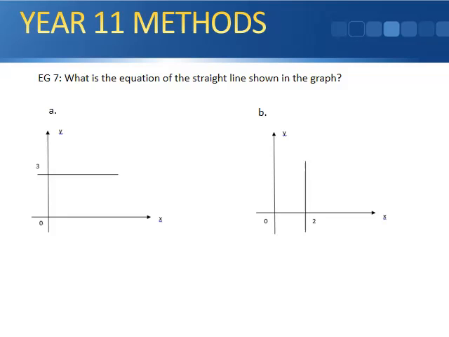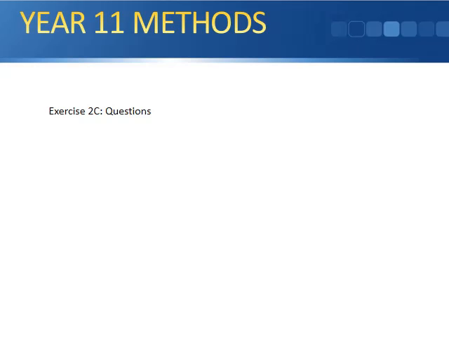This one here, what is the equation of the line shown in the graph? Well, this one is y equals 3, because it goes all along the y equals 3 line. This one here is at x equals 2, and x equals 2 for all the values, irrelevant of y, so that's our line. And that is exercise 2C.